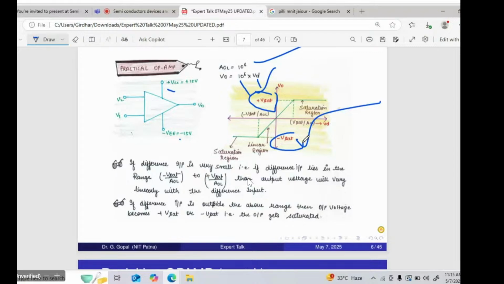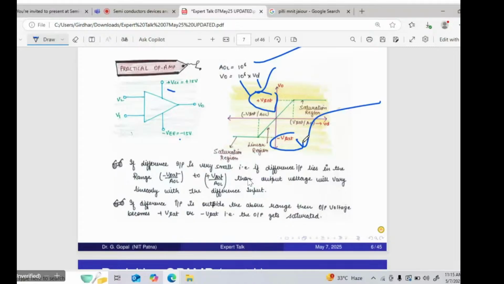So if this difference input is very small, in the range of minus Vsat over AOL to plus Vsat over AOL, the output voltage varies linearly in accordance with the difference input. If this difference input is outside the range, then output voltage is saturated, meaning it is either plus Vsat or minus Vsat. Based on these characteristics, I can conclude op-amp works in two regions, linear region and saturation region.